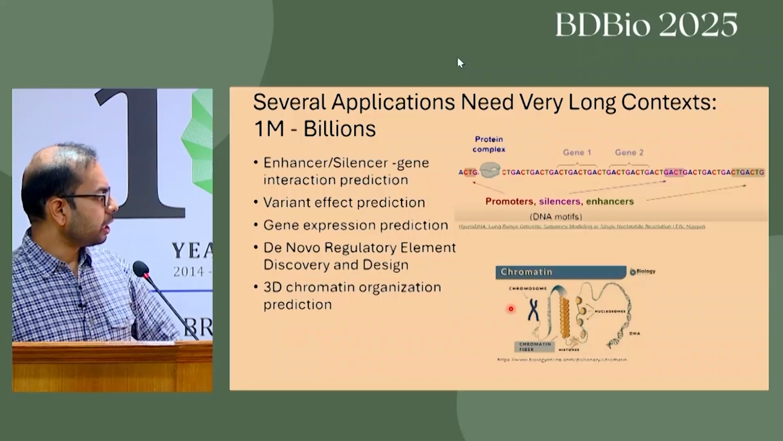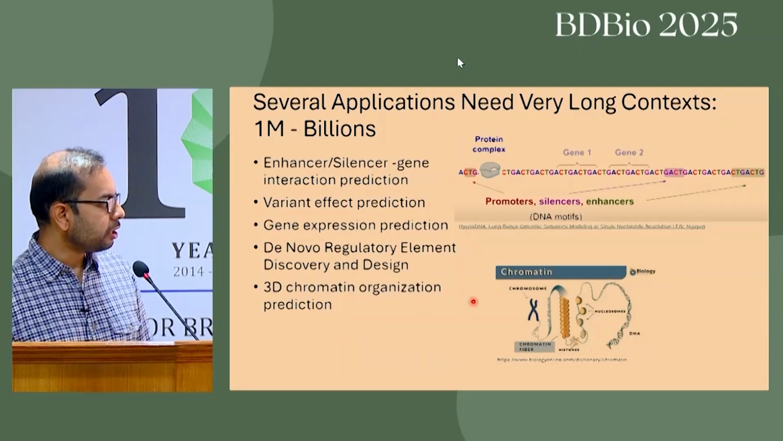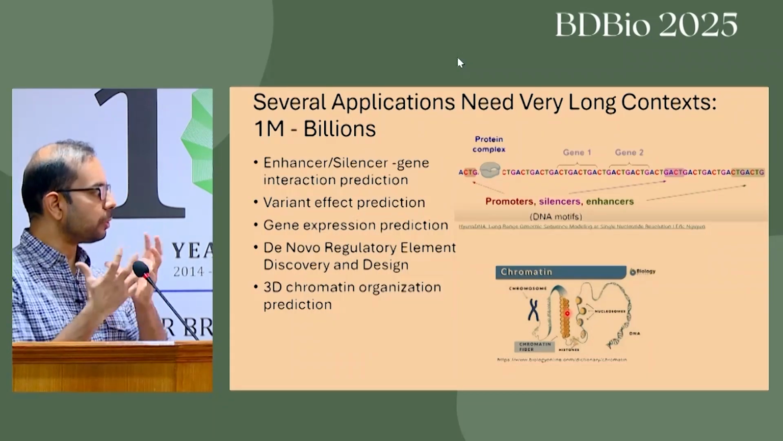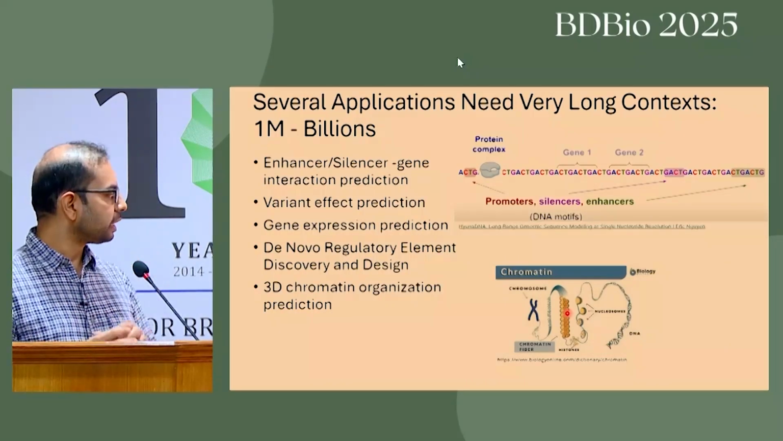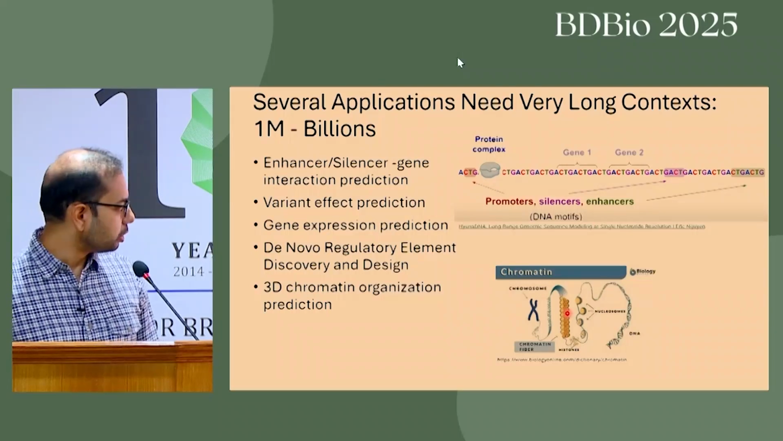Also, another problem you can think of is 3D chromatin organization prediction, where, as you guys know, the DNA is actually coiled into chromatins, and those chromatins are actually pretty long sequences. So if you want to predict how they will be organized, it will not be possible with a small context window.